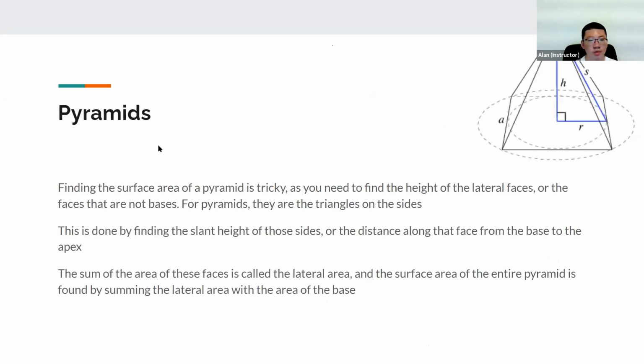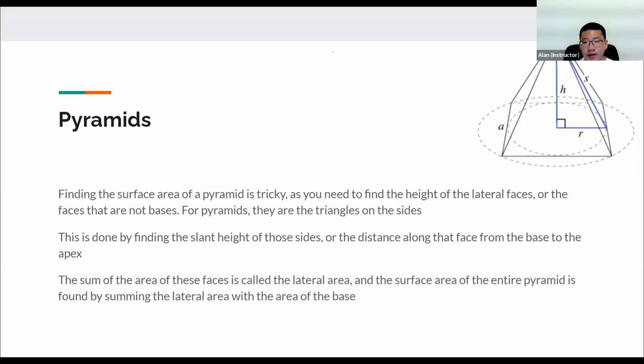And so now we're going to move on to pyramids. If you try to find the surface area of the pyramid, it's difficult because you can't directly find the height of the triangles. I mean, you can. So you would need to find the height of the lateral faces, which are the triangles. And so what you do is you find the length of the slant height, which is the letter S, as you can see.